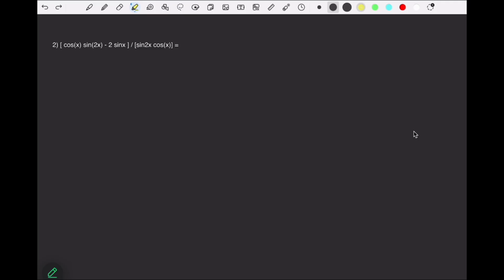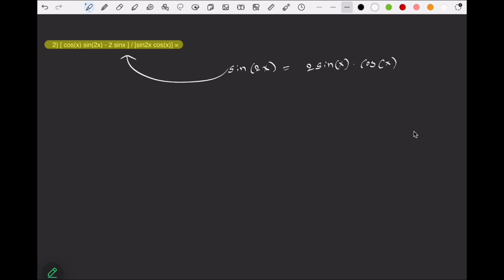Here we have to simplify the trigonometric expression: cos x multiplied by sin 2x minus 2 sin x, divided by sin 2x into cos x. Before diving into the solution, you must know the expansion for sin 2x. The expansion for sin 2x is 2 sin x multiplied by cos x. If we substitute the sin 2x expansion into this expression, we will get the answer.